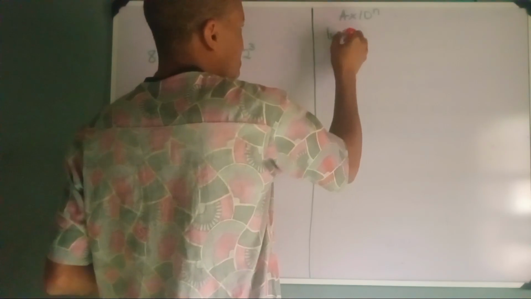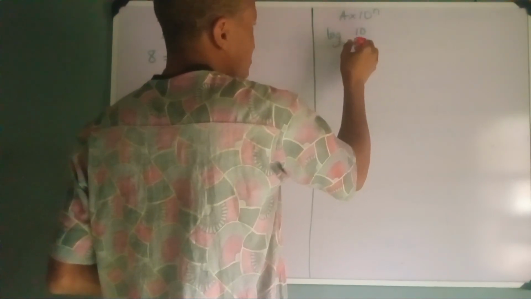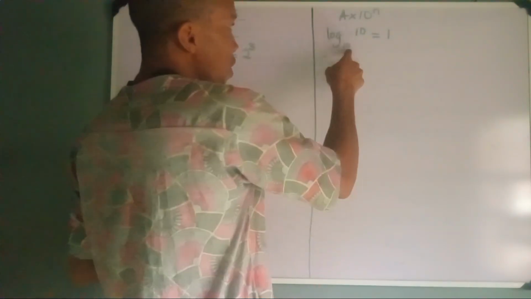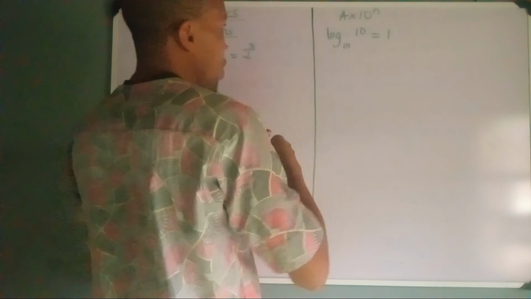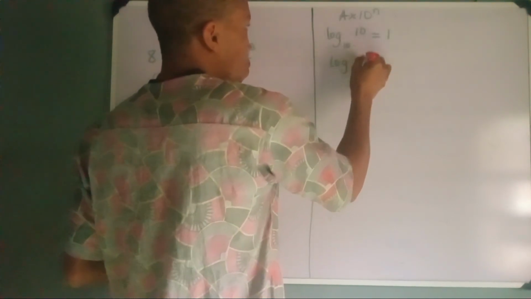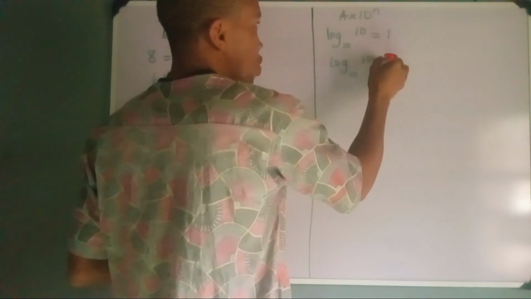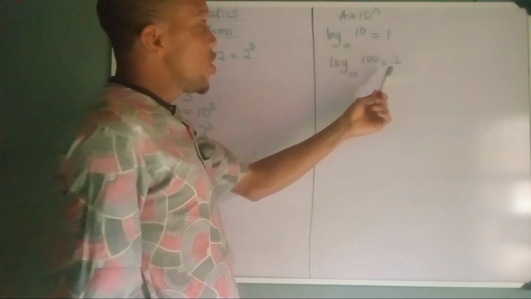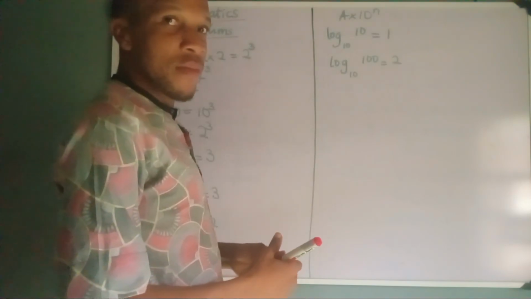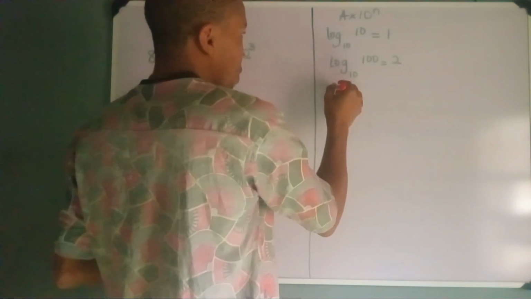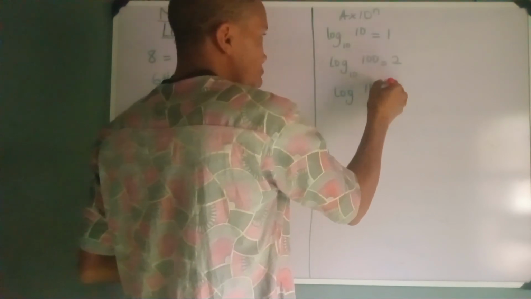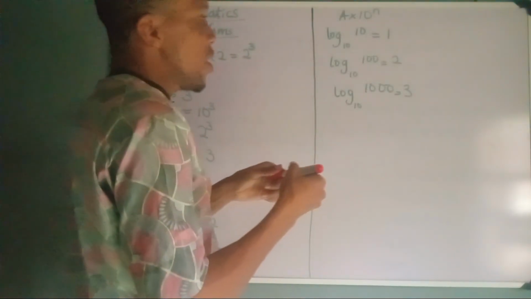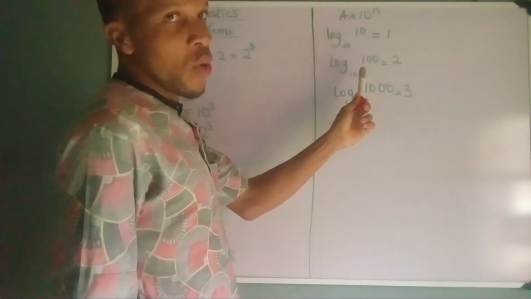Now, log 10 base 10 is equal to what? 1. Why is it 1? 10 raised power 1 is equal to 10. Also, log 100 base 10 is equal to 2. Why? Because 10 raised power 2 is equal to 100. Now, we also have log 1000 base 10 is equal to 3. That is because 10 raised power 3 is equal to 1000.